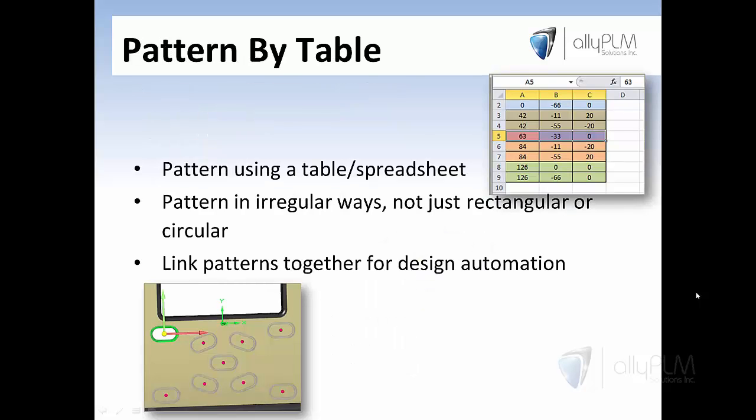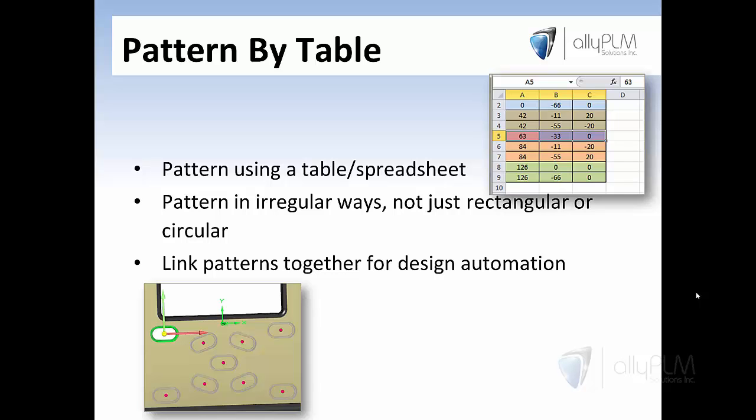The next new tool we'll cover is the pattern by table command. We're very excited to have put this in the software. We're now able to pattern using a table or a spreadsheet in Excel, for example. And not only can we create through the table just a rectangular or circular pattern, we're also able to create irregular patterns as well. And that's the example I'll show once we jump back here into the software, is our ability to create irregular patterns with a pattern by table command.